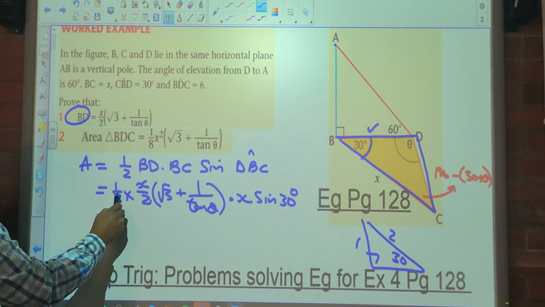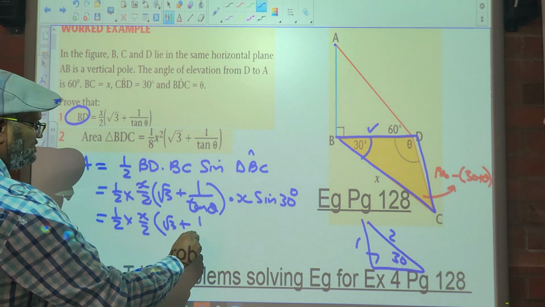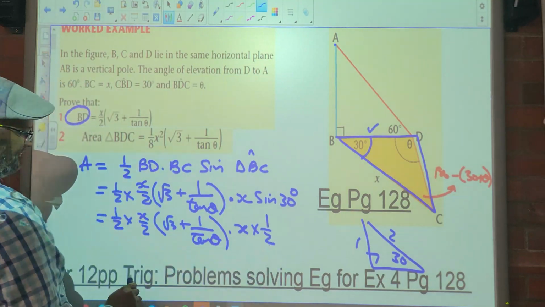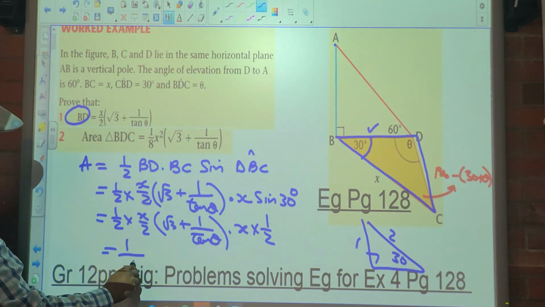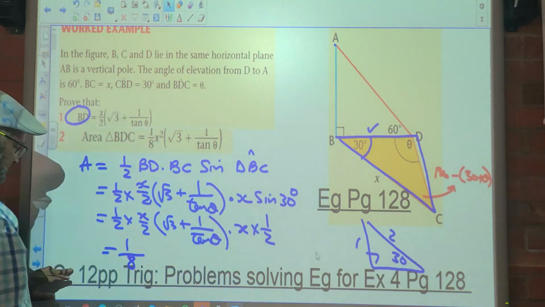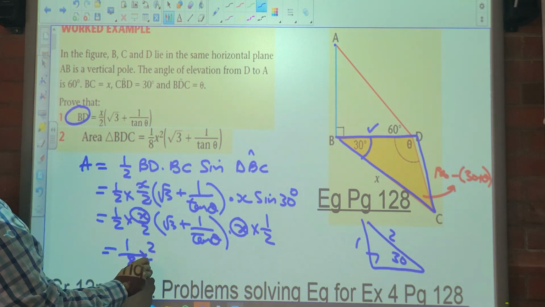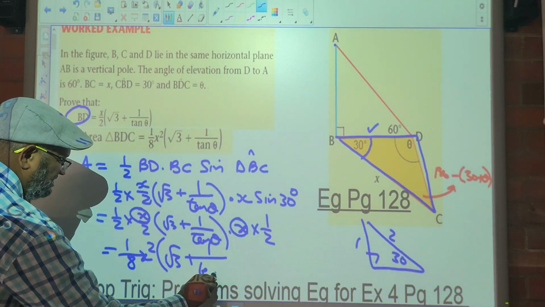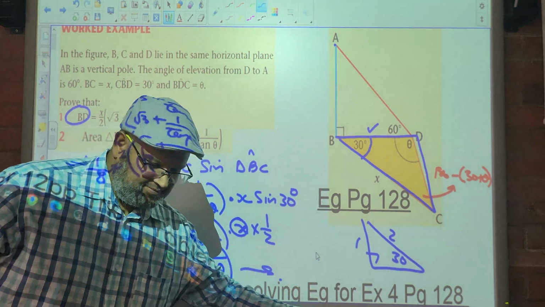So it's going to be 1 over 2 times x over 2 times the root 3 plus 1 over tan theta times x times half. What's a half times half? A quarter. Quarter times half is 1 over 8. Then x times x is x squared, which looks like that, times root 3 plus 1 over tan theta. And then we have proven that the area can be written as that. Do you guys understand?